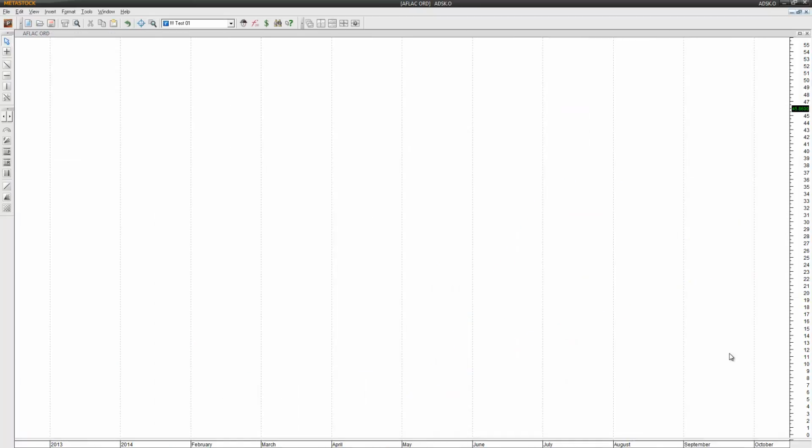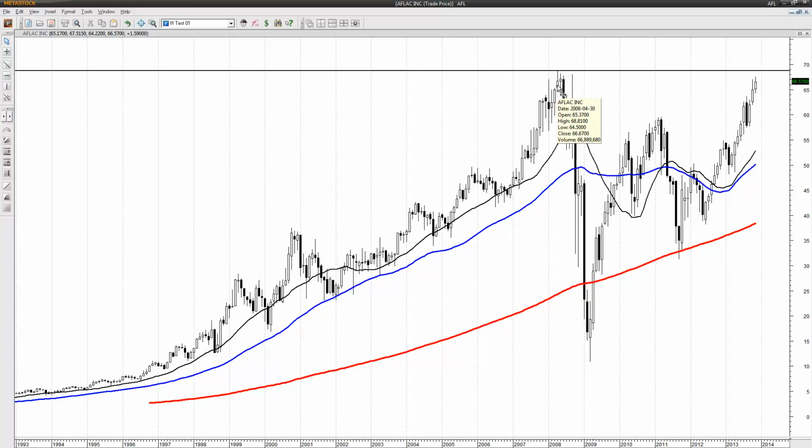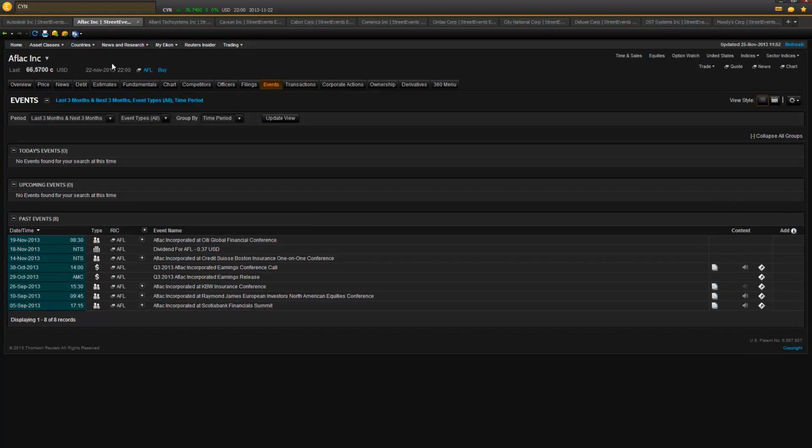Next chart, we got Aflac, and I'm using this high peak from here, and the print is 68.81. That's my level for my short sell entry limit order. Aflac, no earnings coming up.